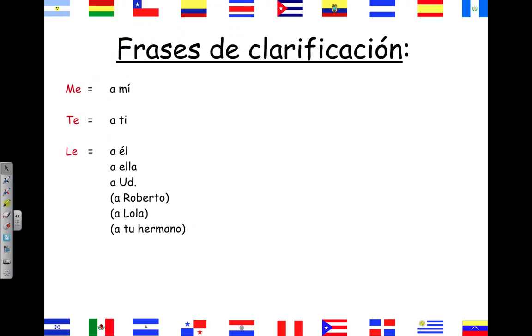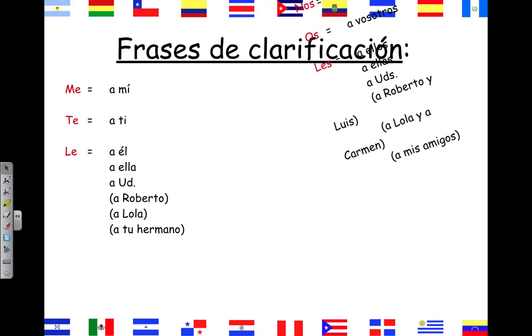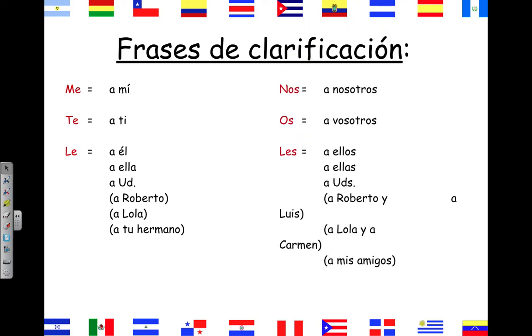So, as I was saying with the phrases of clarification, me can be clarified with a mí in front. Obviously, me is referring to me, myself, and I. What the a mí does is put emphasis on the me. So, me gusta español, I like Spanish. A mí me gusta español, me, I like Spanish. Okay, it just adds emphasis. The same with te and a ti. The a ti goes in front of te. A nosotros goes in front of nos, and a vosotros goes in front of os. And these are just used to emphasize.